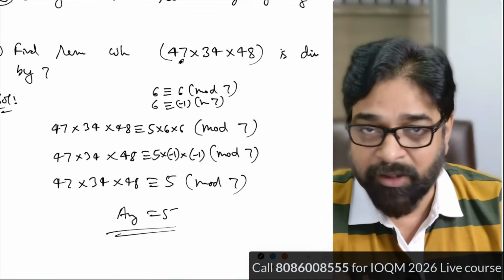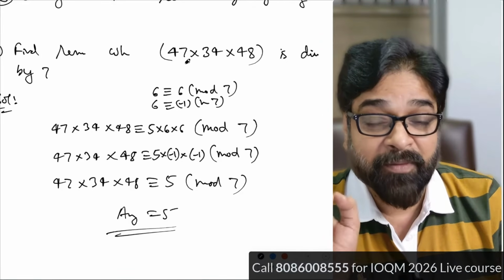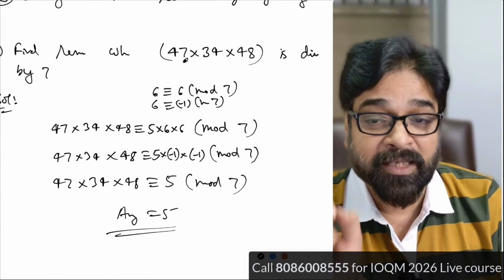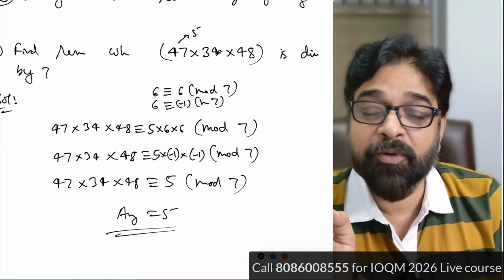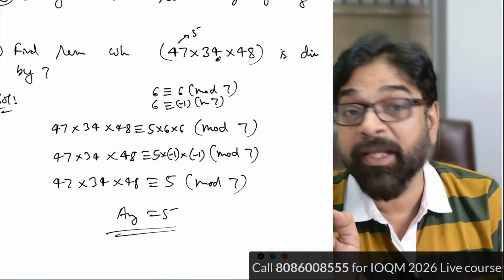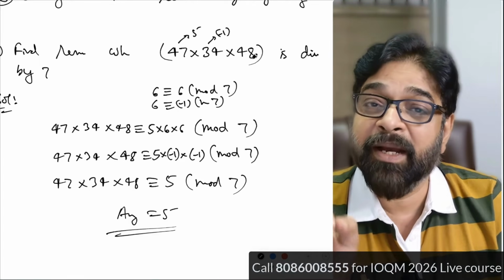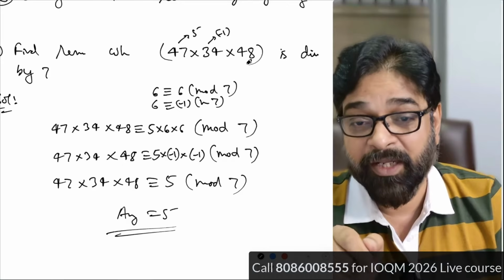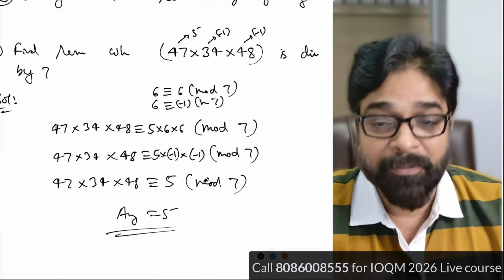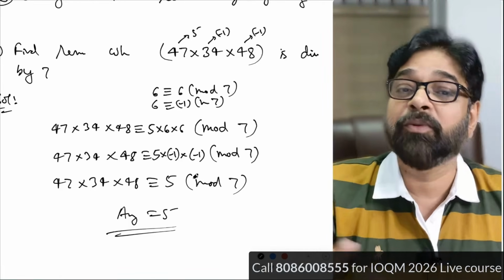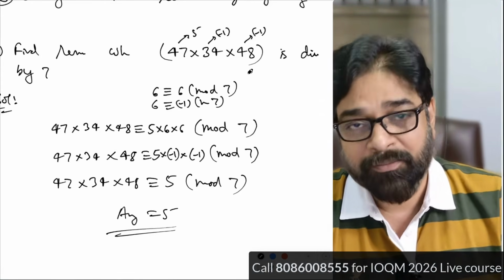In the language of congruency, 47 I can replace by what? 47, if you divide by 7, remainder will be 5. Let it be 5. 34, if you divide by 7, remainder will be 6, but that I can write as -1. 48, if you divide by 7, 7 7s are 49, so 49 we can subtract, and -1 will come here also. The product is 5. I'm just trying to explain to develop your interest. Rest, everything oral. All this can be done orally.